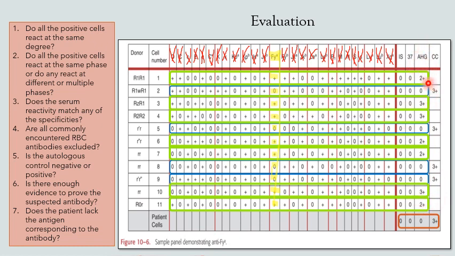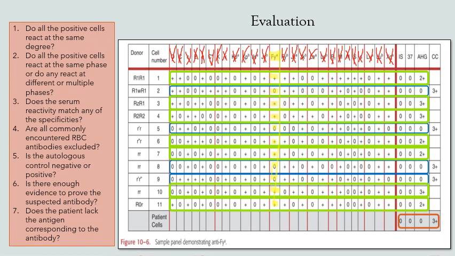So, tingnan nyo, for example, this one, 2 plus. So, may plus tayo dito, FYA. Negative dito, so negative din sa FYA. So, positive, positive. So, as you can see, we have more than enough evidence.